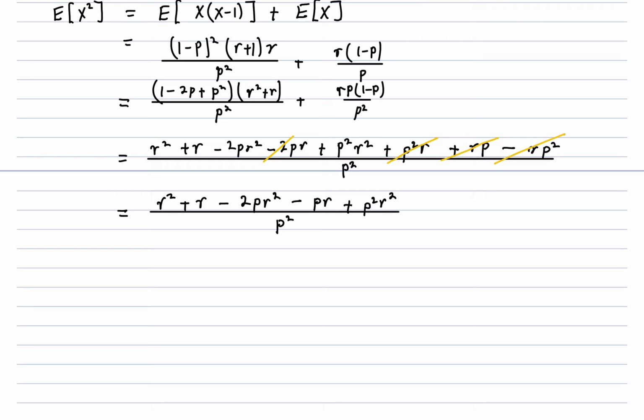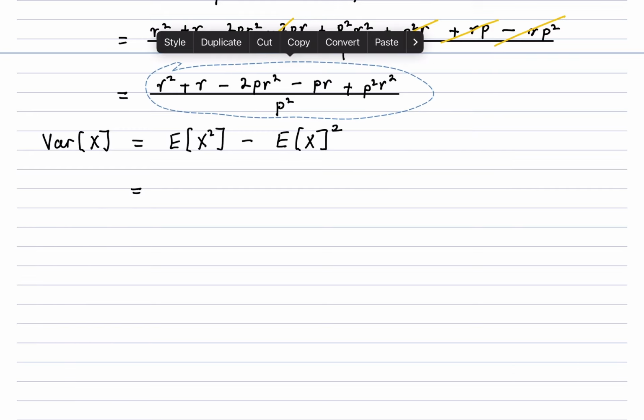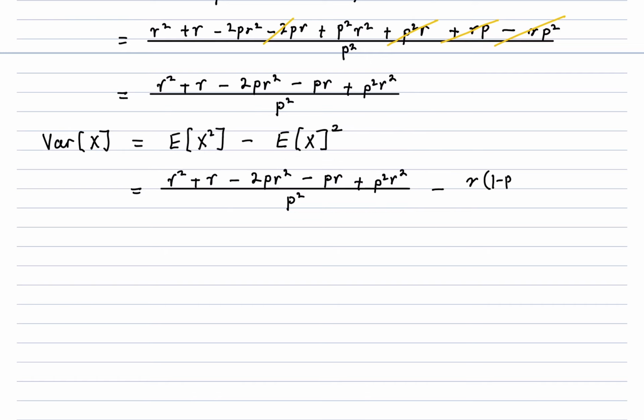Now let's finally derive an expression for the variance. And we know by definition, the variance is equal to the expected value of x squared minus the expected value of x, all squared. We can take our expression that we have at the top, copy this down, paste it down here, and take our expression for r(1 minus p) over p for the definition of expectation.